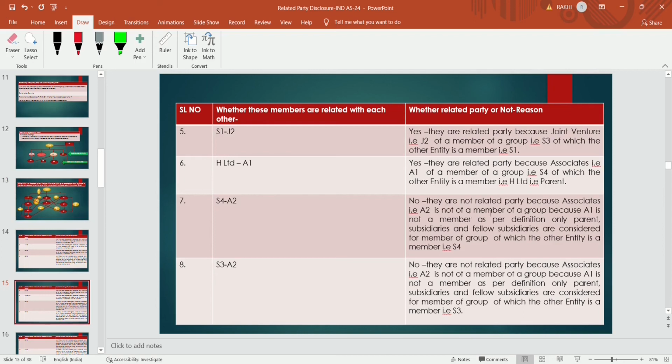So in this case, no, they are not related, because associate A2 is not the member of the group, because A1 is not the member. As per the definition, only parent, subsidiary, fellow subsidiary are considered for member of the group of which the other entity is member. So they are not related.